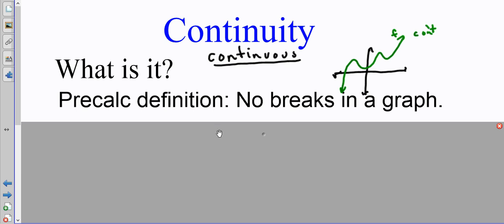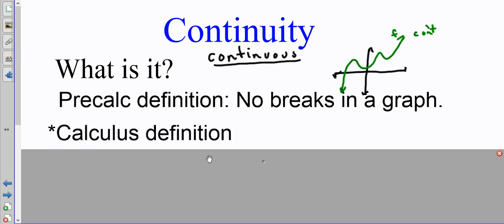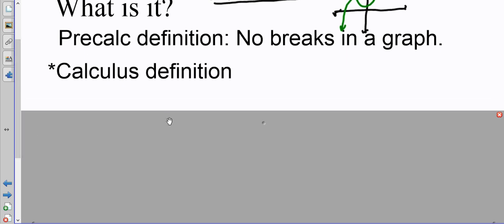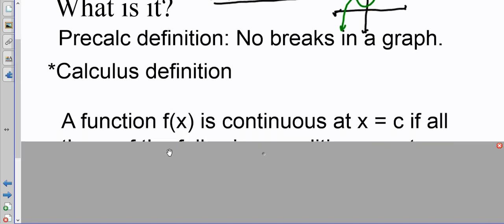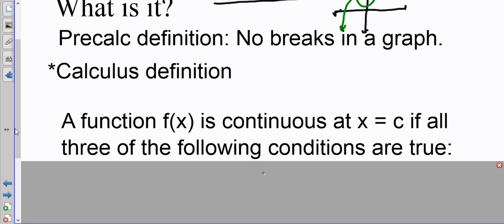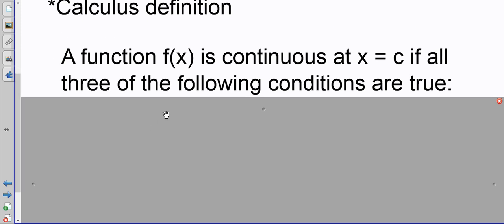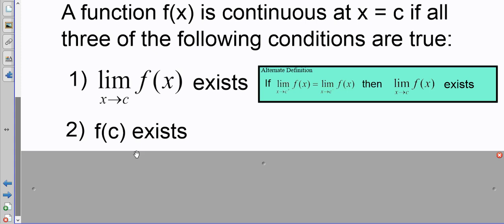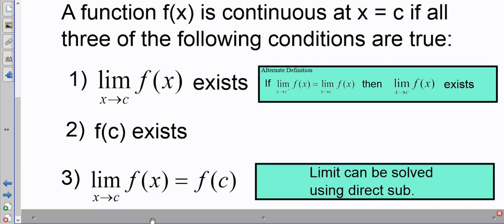Now, that's great and that's grand. However, there is a more precise calculus definition that we talked about before, and that is this. A function f of x is continuous at a point c if all three of the following conditions are true. We already talked about some of these, and this will help us define continuity when we solve things algebraically.